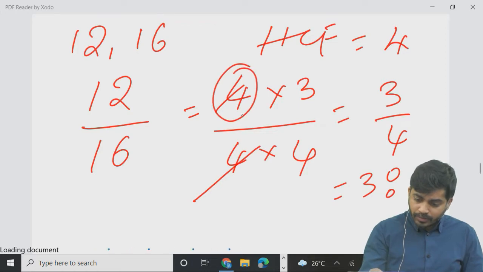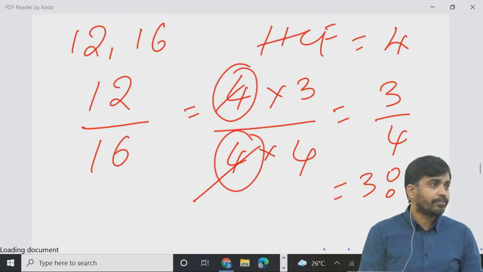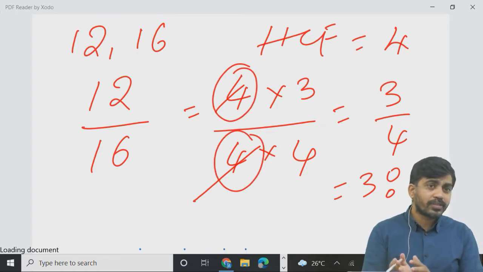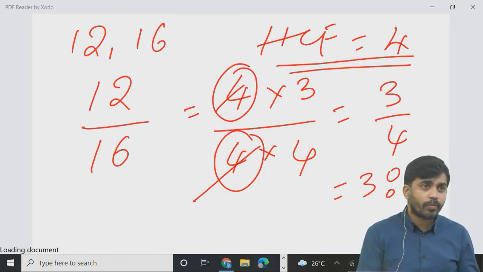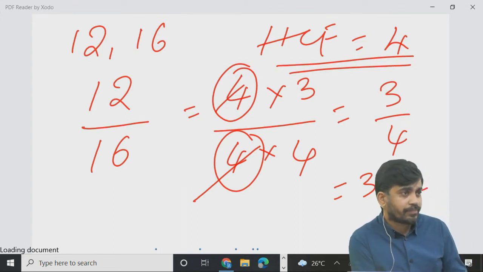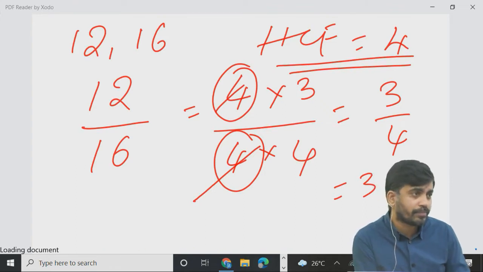Here it is 4 that gets cancelled. How is this 4 related to 12 and 16? HCF. Whenever we take the ratio between numbers, generally HCF gets cancelled. This is a very important point.